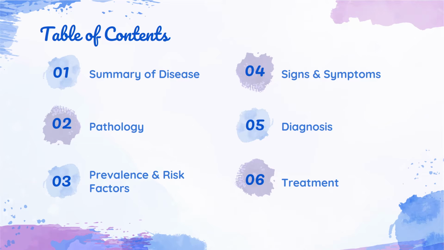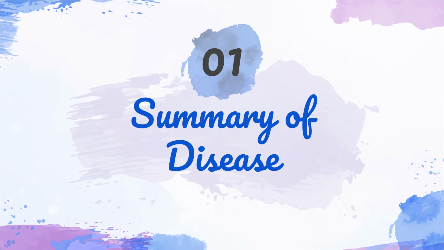So this is a table of contents going over what we're going to be talking about today. Summary of the disease, pathology, prevalence and risk factors, signs and symptoms, diagnosis, and treatment. So we're going to first start off with a summary of the disease.